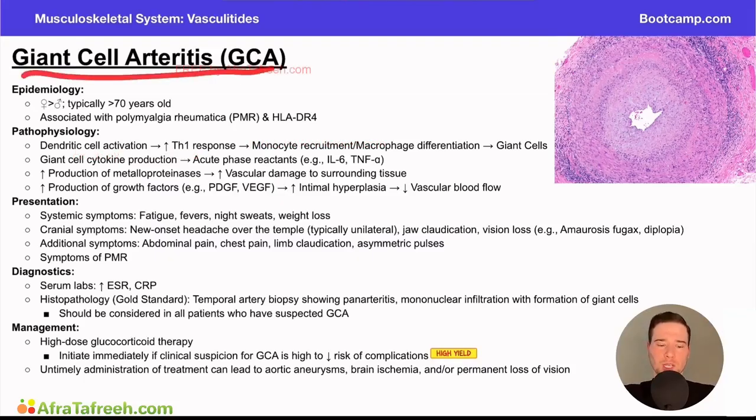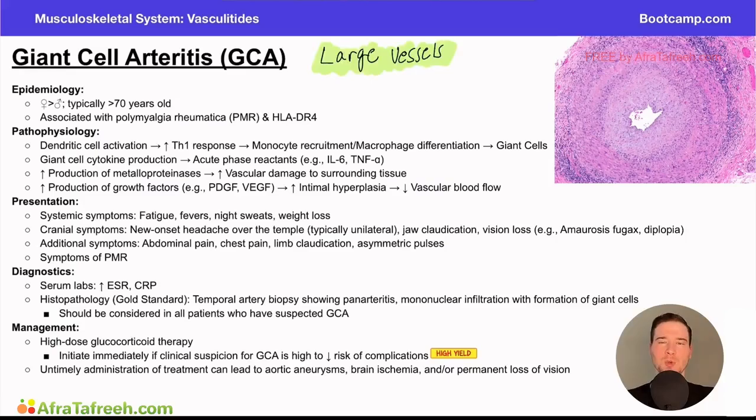So let's start off with giant cell arteritis. Giant cell arteritis is typically going to affect large vessels, although there is some overlap between these conditions where medium vessels can be affected as well. So when we think about the epidemiology here, typically in a classic board style question, this is going to present with a prevalence for females over males in an older patient population, often over 70 years old. This is also often associated with polymyalgia rheumatica in addition to the HLA-DR4 gene.